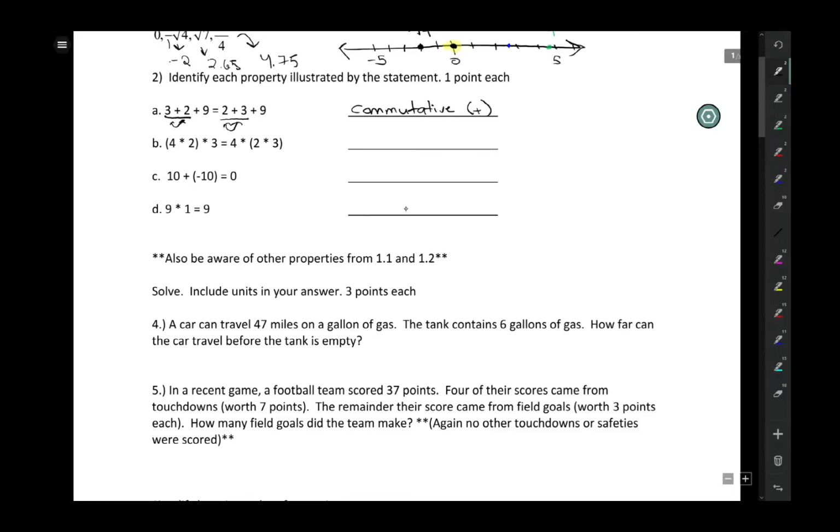Now what's changing in this one? Well, let's see. We see parentheses, so first thing that comes to mind is generally associative. And notice, first they're around the 4 and the 2. Now they're around the 2 and the 3. So the parentheses themselves changed, meaning that that's the associative property.